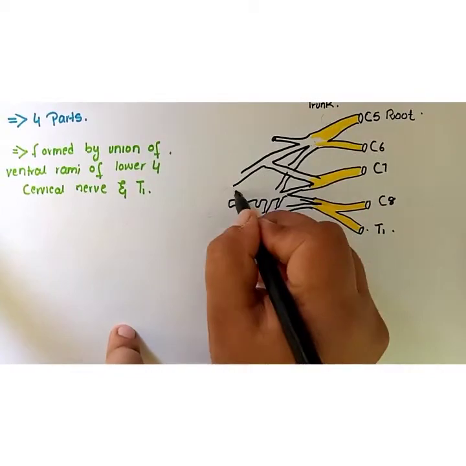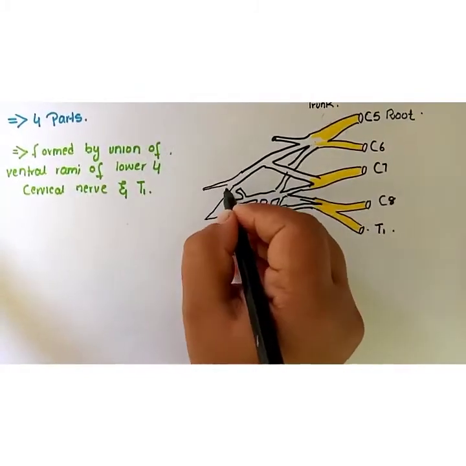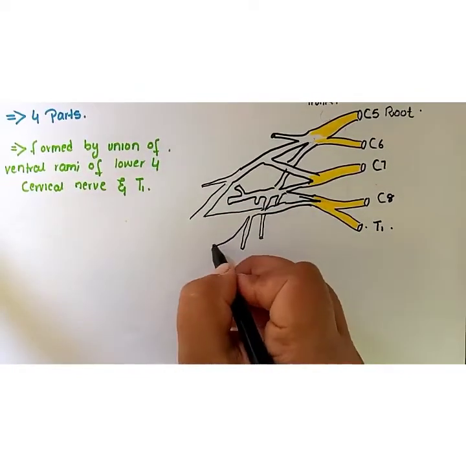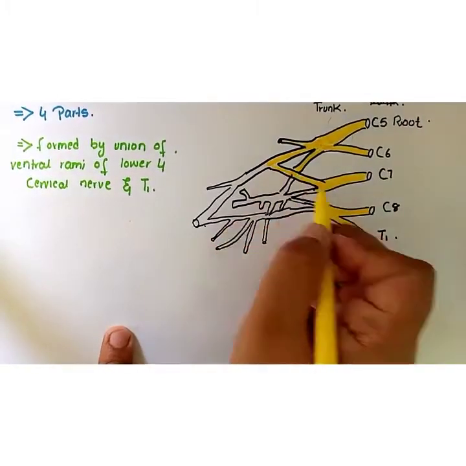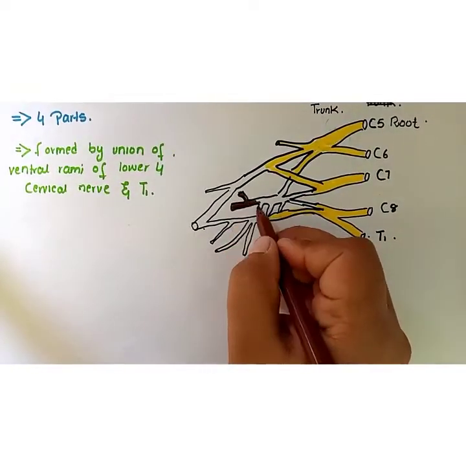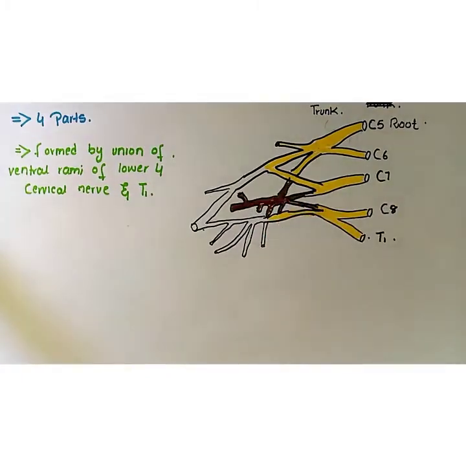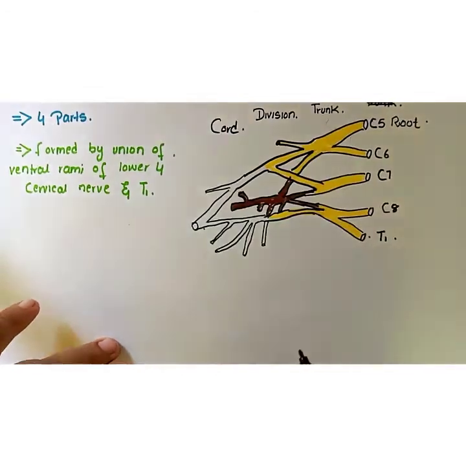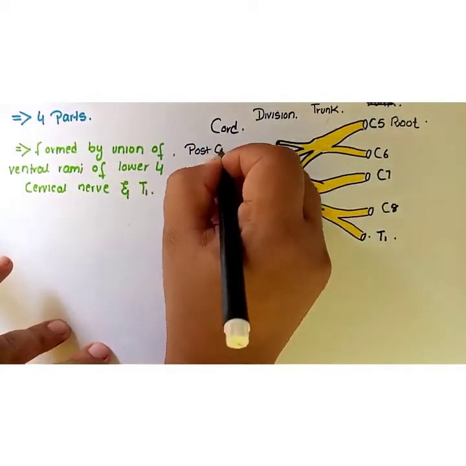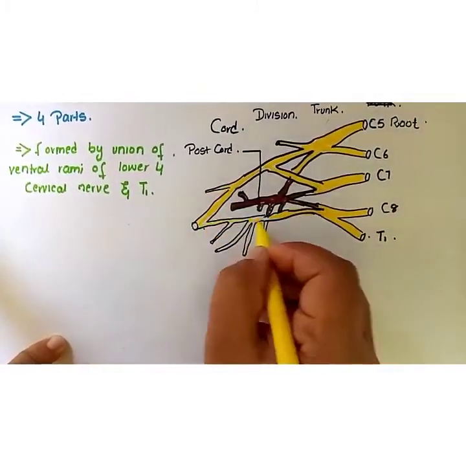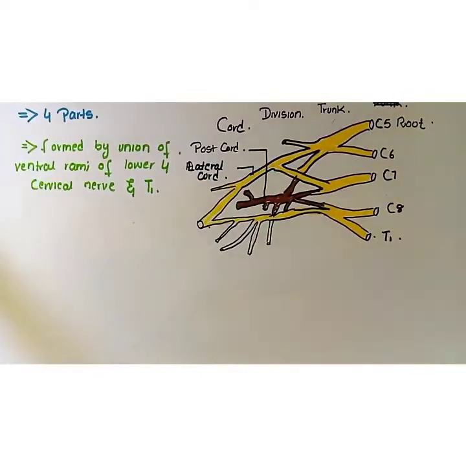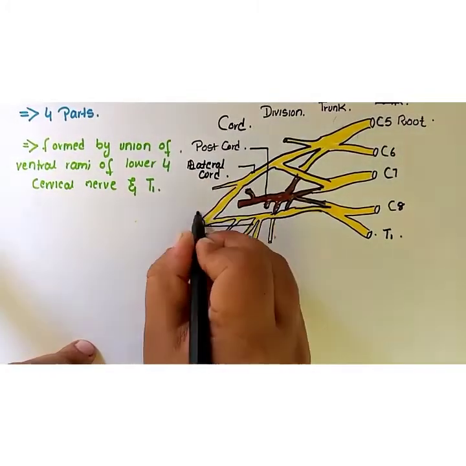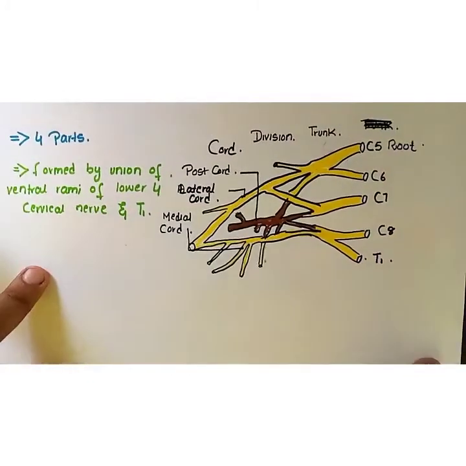and these trunks will divide and give the anterior and the posterior divisions, and these divisions will give the further cords. So here I will explain how the divisions will unite to form cords. The posterior divisions will form the posterior cord. Superior anterior division will form the lateral cord, and the inferior anterior division will form the medial cord.